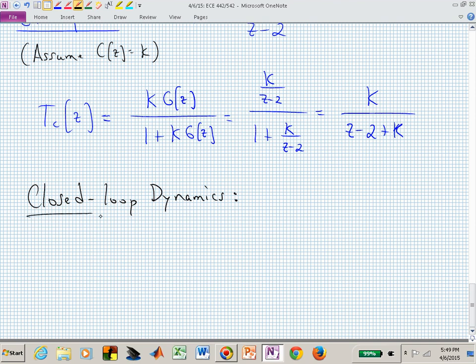If I now ask you for the closed loop dynamics, what would you start seeing or thinking? What governs the closed loop dynamics? Are we comfortable with that description? Closed loop dynamics. What am I meaning?